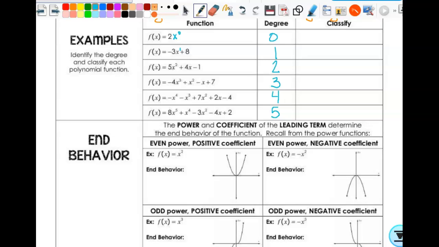Okay, so we can classify this first one. This first one is constant. Anytime you just have a number, it's constant. What do we classify the second one as? Linear. What's the next one? Quadratic. The next one? Cubic. What's the 4? Quartic.